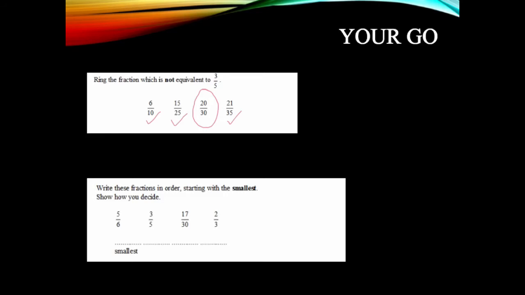Next, write these fractions in order, starting with the smallest. And also it says show how you decide. Well, we're going to use the idea of equivalence. What number do we think we could put at the bottom that 6 is a factor of, 5 is a factor of, 30 is a factor of, and 3 is a factor of? I'm hoping you've spotted 30.